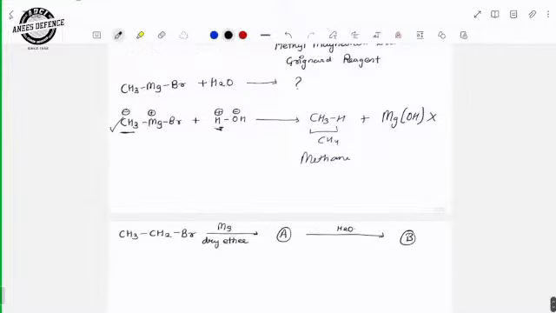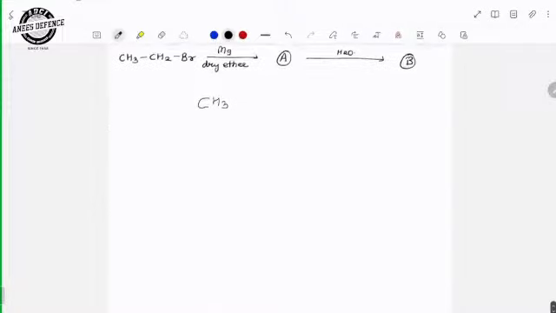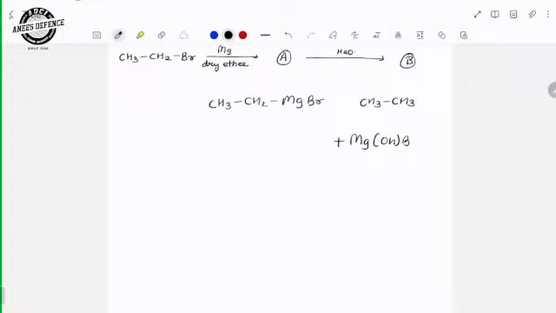You're right. So the A product will be CH3CH2MgBr, and the B product will be ethane, CH3CH3. And the byproduct will be MgOHBr. No need to worry about the byproduct, you just have to keep the main product in mind. So this is how the Grignard reagent works.